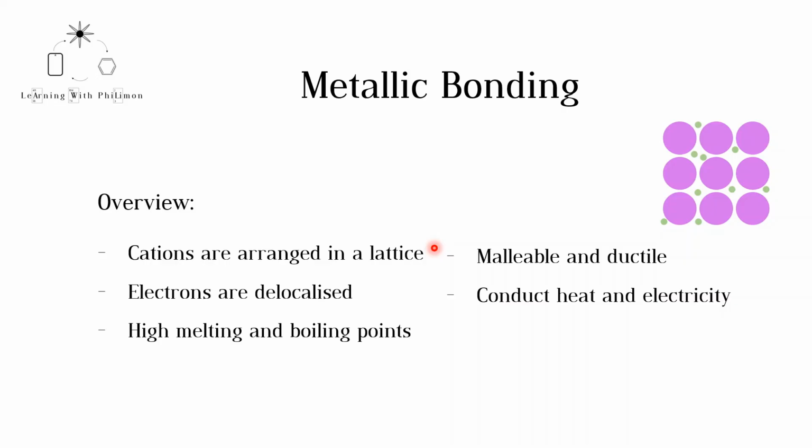In conclusion, the cations in a metal are arranged in a lattice, while the electrons are delocalized throughout the structure. Metals have high melting and boiling points and are malleable and ductile. Metals can conduct heat and electricity.